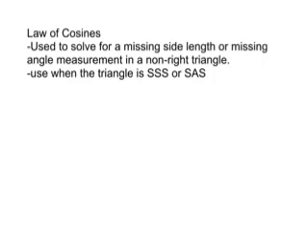In this video, we're going to take a look at the law of cosines. This is used to solve for a missing side length or missing angle measurement in a non-right triangle. It's best used when the triangle is given with SSS or SAS.